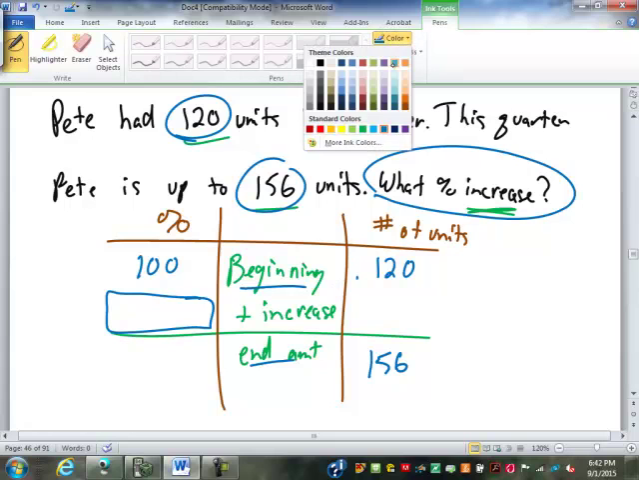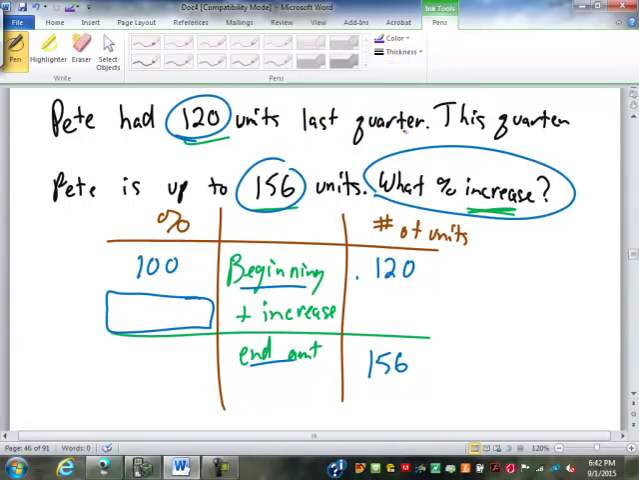Now, looking at this, that's all the information we're given, but there is some information we can figure out rather quickly. Mainly this right here, the amount of the increase. How do we find that? Well, it's just the difference between 120 and 156, which is 36. 156 minus 120 is 36. If we look at this here, beginning plus increase equals the ending amount. That has to be true on both sides. 120 plus 36 equals 156. Same over here, 100% plus the percent increase has to equal the percent of the ending amount.